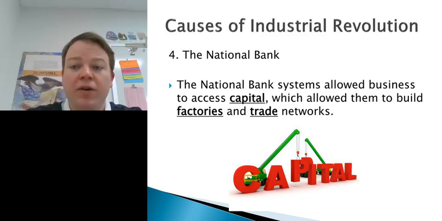Not a lot of people are walking around with the money needed to start a business in the early 1800s, let alone today. So what do they do? They have to go and get a bank loan. So they get their bank loan. They're going to have the money to be able to produce the factories, to build their trade networks, and hopefully use.